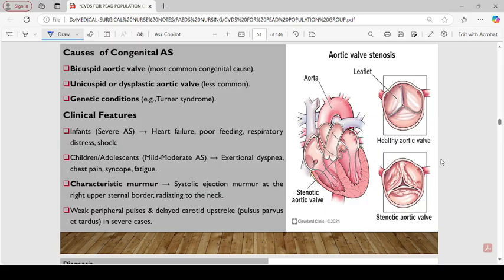Patients with this aortic valve stenosis are going to present with a characteristic murmur, a systolic ejection murmur at the right upper sternal border, radiating to the neck. They're also going to have weak peripheral pulses and delayed carotid upstroke, that is pulsus parvus et tardus, in severe cases.